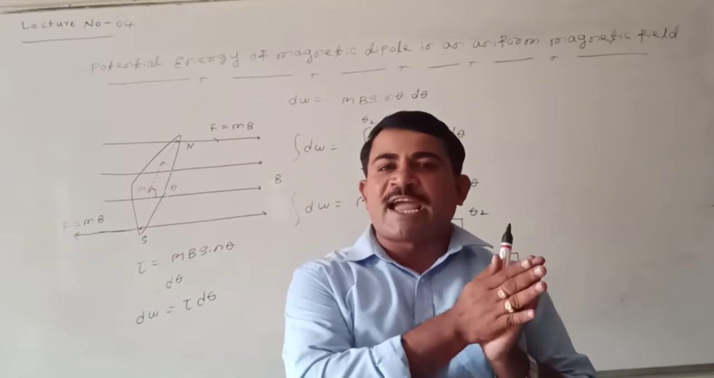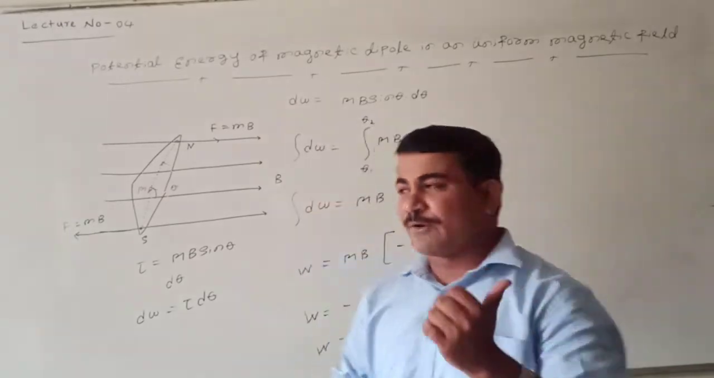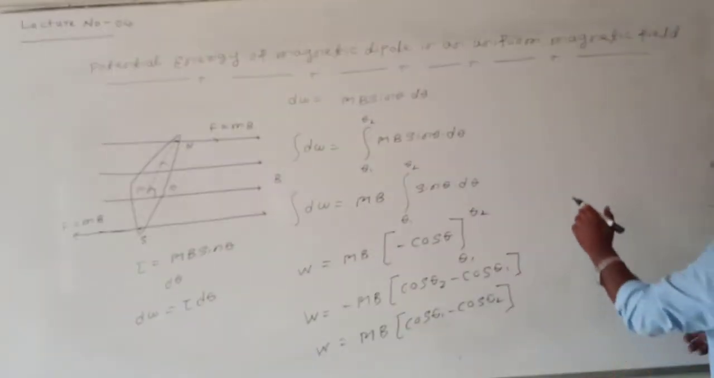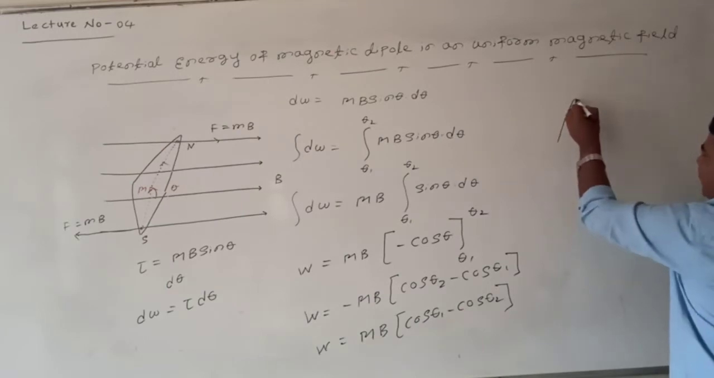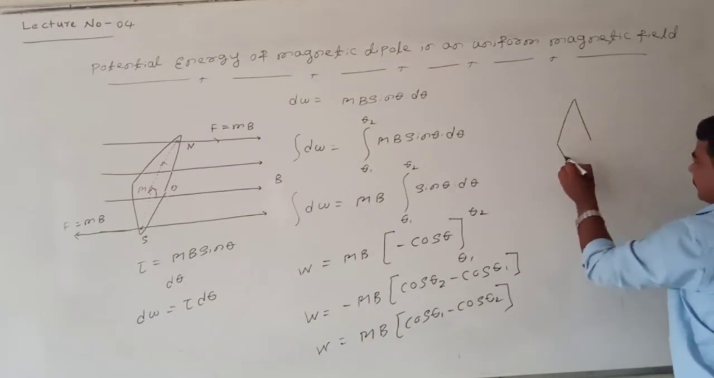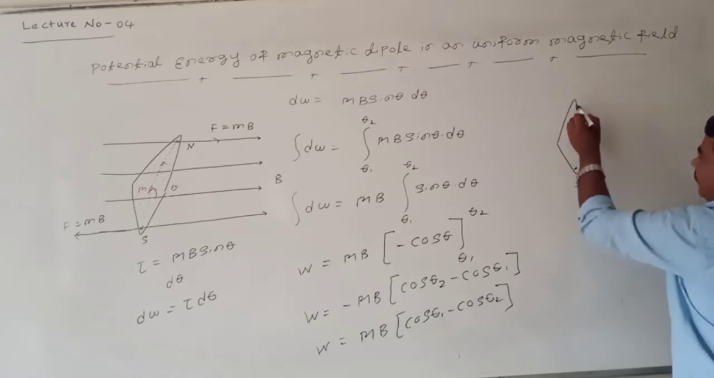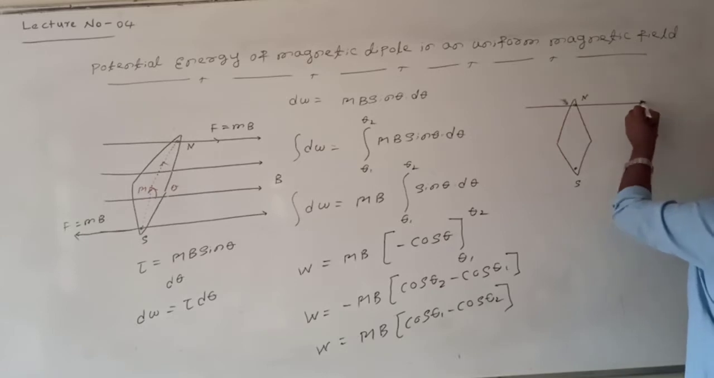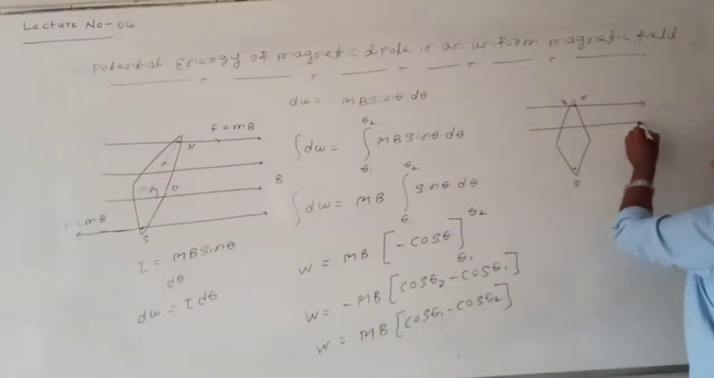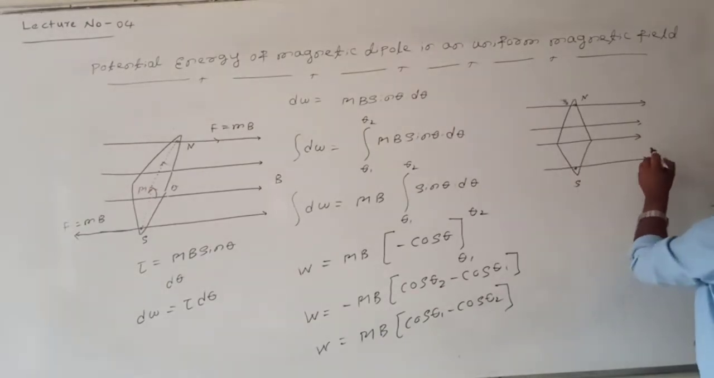Initially, let us take a dipole placed in a magnetic field perpendicular to the direction of the magnetic field. Look at me, I will take a magnetic needle placed in a uniform magnetic field. This is nothing but a magnetic dipole. This is the south pole, and this is the north pole. This is the direction of the magnetic field.